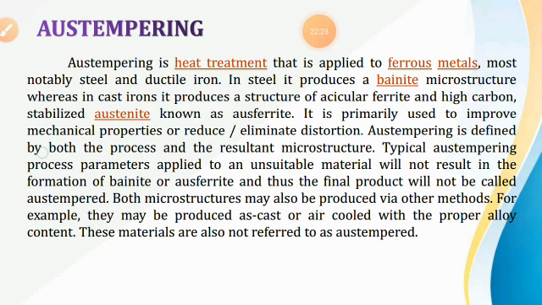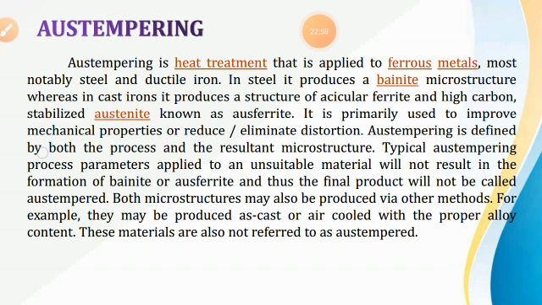The next one is austempering. Austempering is a heat treatment applied to ferrous material. It is not applied to non-ferrous material. In ferrous materials, iron is the main constituent, most notably steel and ductile iron.